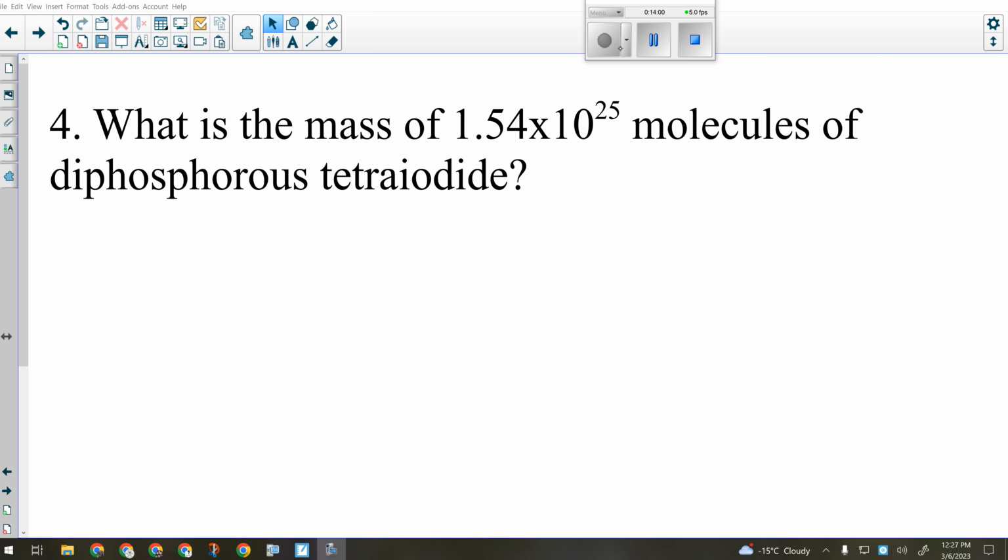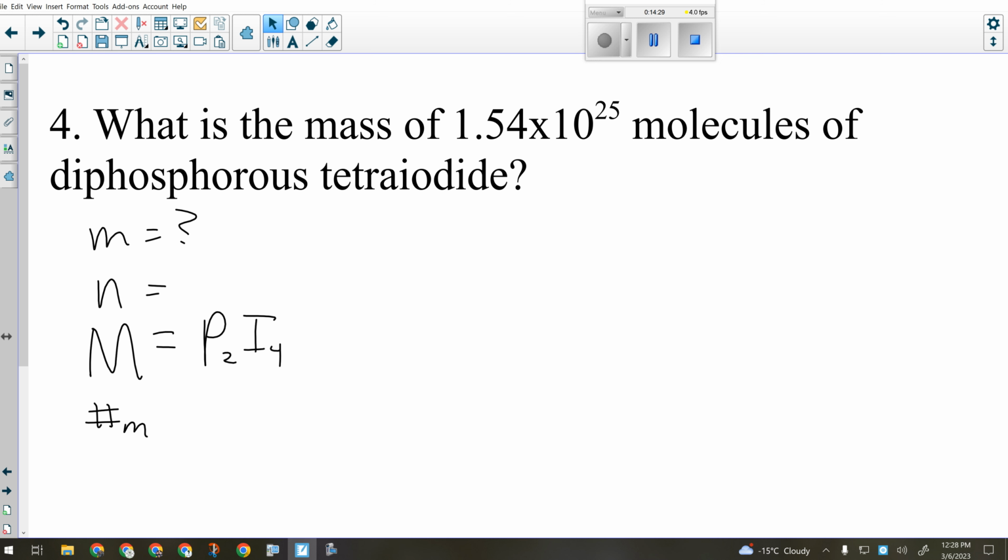So for this one, they want me to find the mass. If I'm going to find little m, I'm going to need n, and I'm going to need big M. Agreed? I need the other two parts of the mole equation. This question gives me the material, diphosphorus tetraiodide, so P2I4, and it tells me the number of molecules. That is 1.54 times 10 to the 25. Is that more or less than one mole?